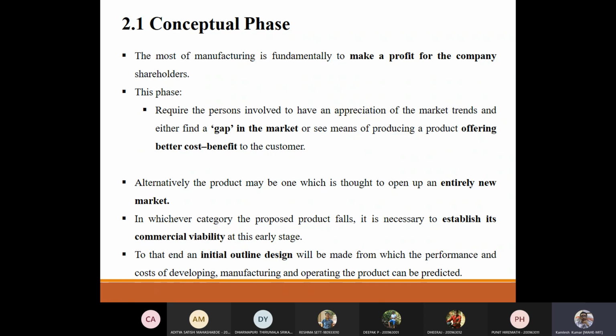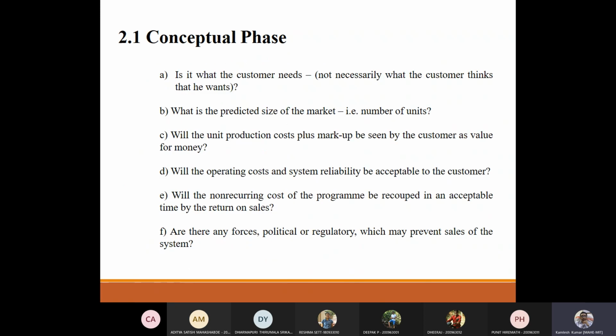So I think this is a very important point when you start any design like this. Any design should start with the concept, a proper concept, which takes into account all the features or terms required to survive in the market, correct. There are some points raised under the conceptual phases.